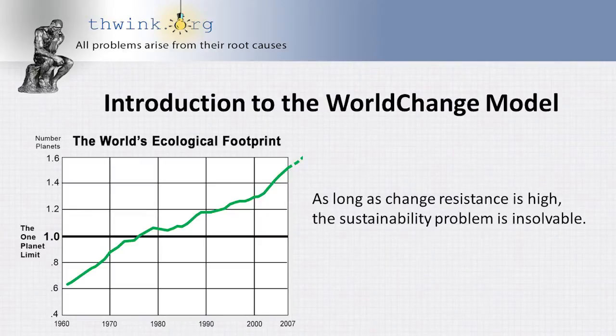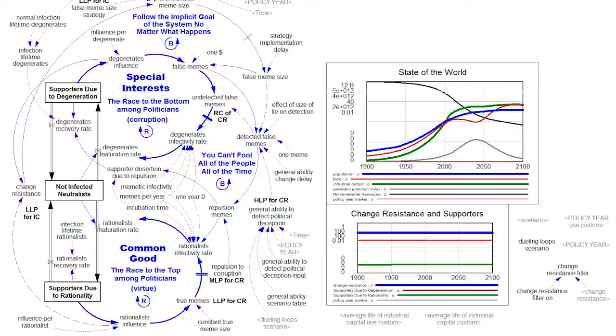To take the first step in this direction, Thwink.org has added a change-resistant subsystem to the World 3 model of the limits to growth. The subsystem looks like this. The change-resistant subsystem is a surprisingly simple model. It fits on one page. The main purpose of the model is to illustrate how change resistance can be analyzed and added to integrated global models. Here's the change resistance node.